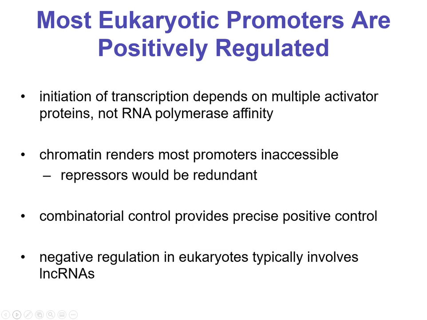So when we were talking about positive versus negative regulation, we said that eukaryotes primarily use positive regulation, meaning that we use activators versus repressors. We're going to talk about that more now. Initiation actually depends on multiple activator proteins, not RNA polymerase affinity. So that's one big difference with eukaryotes and bacteria.